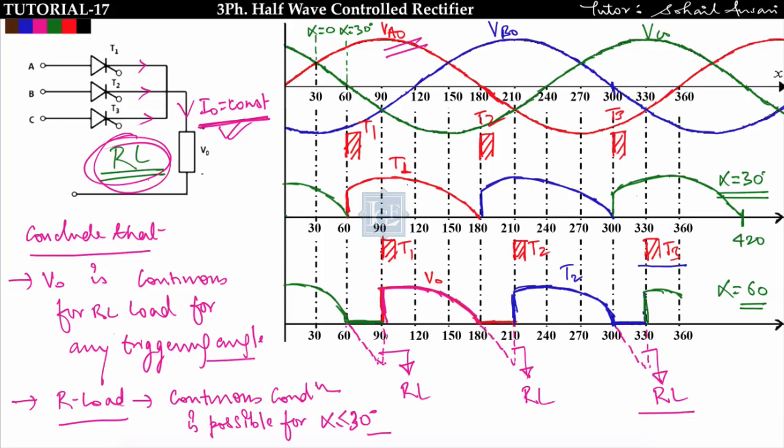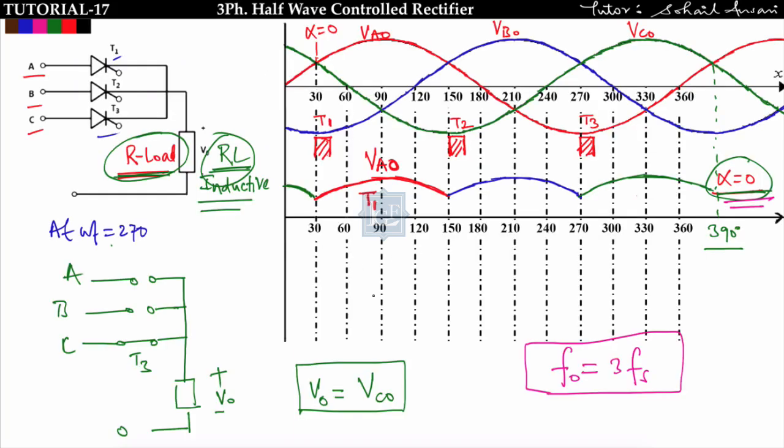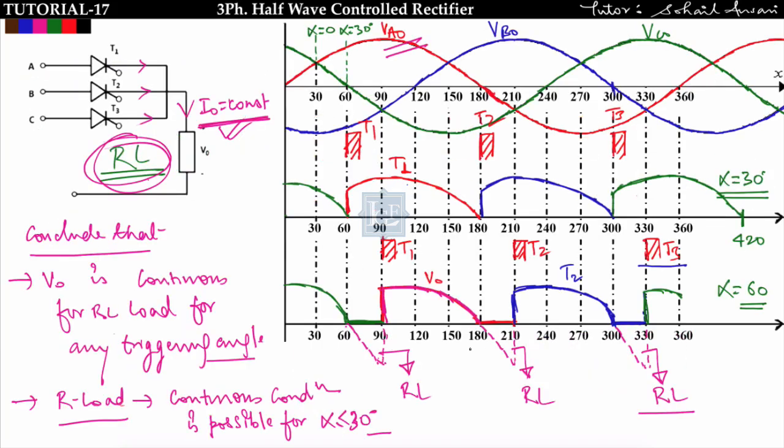After 180 degree, the output voltage will be 0 for R type of load. So I can write like this, the time period of this waveform is 120 degree. So V0 average is equal to 1 upon 2 pi by 3, that is the time period, and this is conducting from 30 plus alpha to 180 degree. It will conduct only till 180 degree.